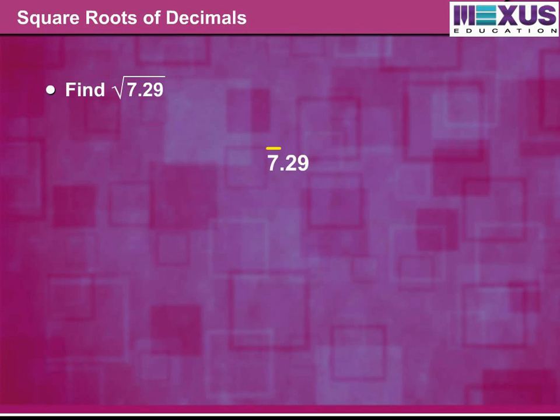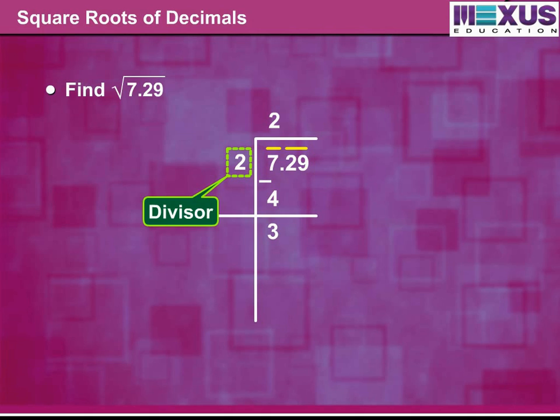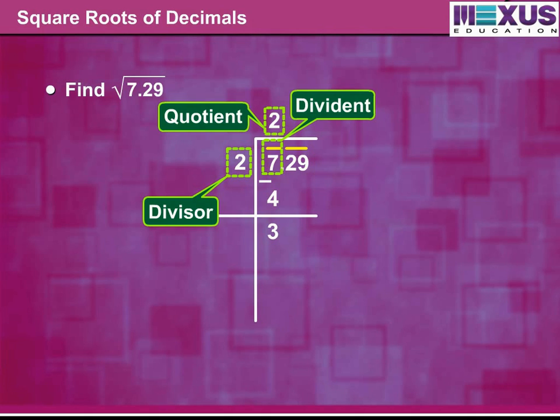Step 1. We will put bars on the integral part, that is on 7, in the usual manner, and we will place bars on the decimal part, that is 29. Step 2. Now we have to find the largest number such that its square is equal to or less than the number under the extreme left bar. Here you can see we have 2 as the divisor for the dividend 7, for which we get quotient 2 and remainder 3.